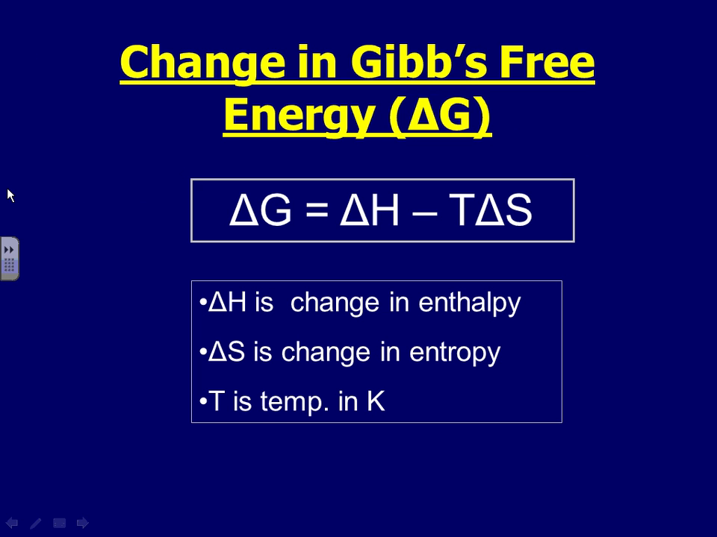Now, change in Gibbs free energy. How do we calculate this? Because again, it's the change that's really important. Here's the mathematical combination of those two factors. There's our delta H, and then minus T delta S. The temperature must be in Kelvin, okay?